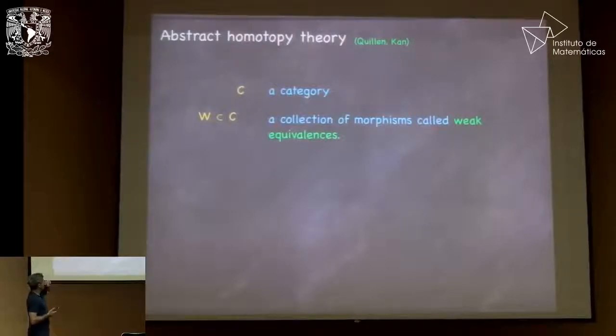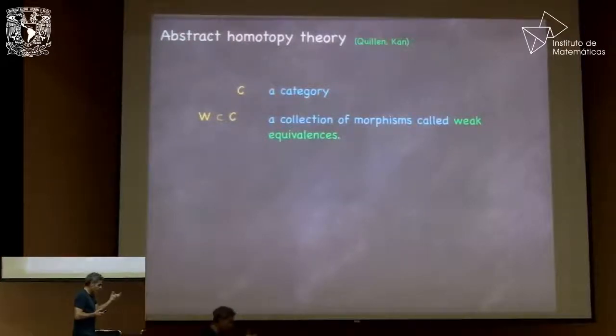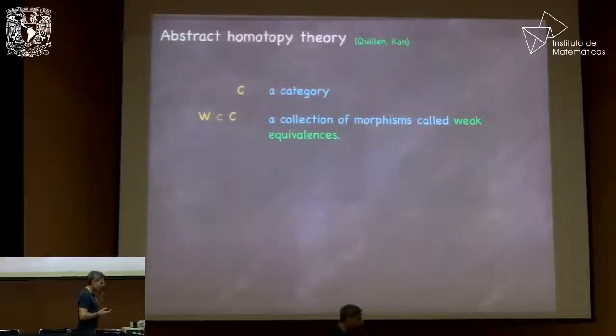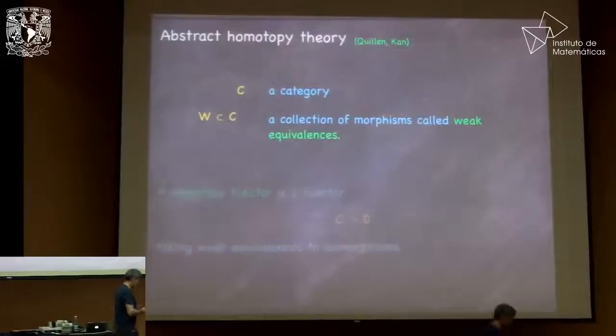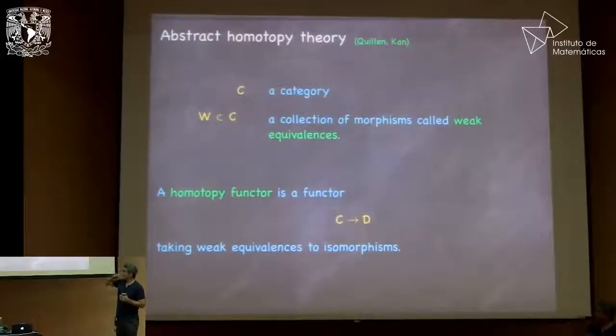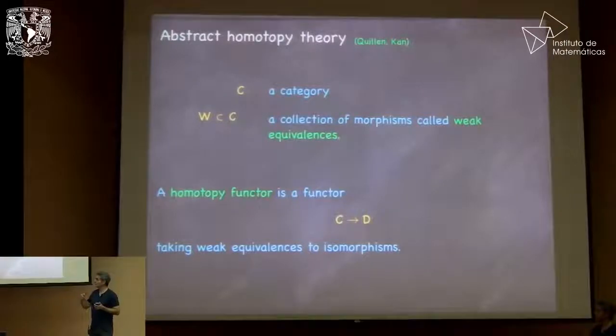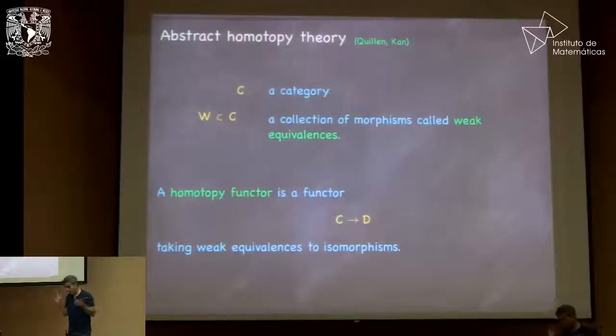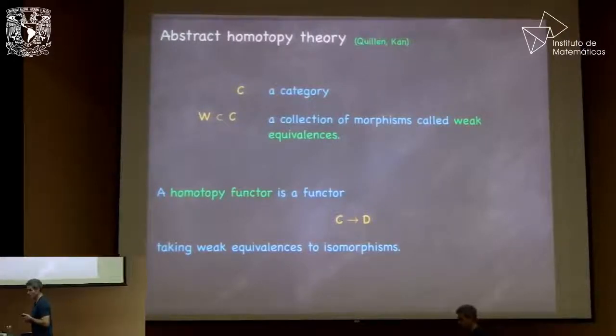So we want to study things that don't see the difference between X and X cross an affine line. The abstract setup is you have a category and a collection of maps that you want to regard as equivalences, and for traditional reasons, these maps are called weak equivalences. What you're interested in studying are invariants of your objects, or functors to another category, that don't see the difference between weakly equivalent things, functors that take weak equivalences to isomorphisms.